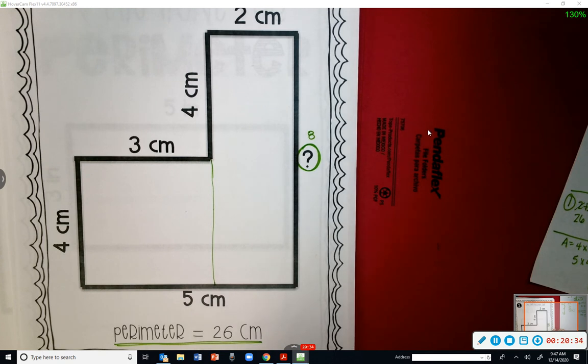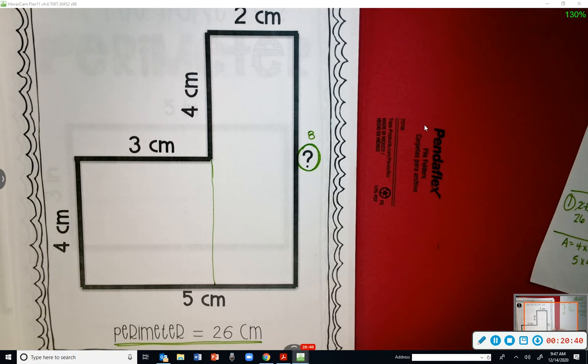Add all the sides. Are y'all listening? How do we find area? Add. Multiply. How do we find area? Listen. Use your brains. Everybody. Multiply. Length times width. How do you find perimeter? Add all the sides. Okay?